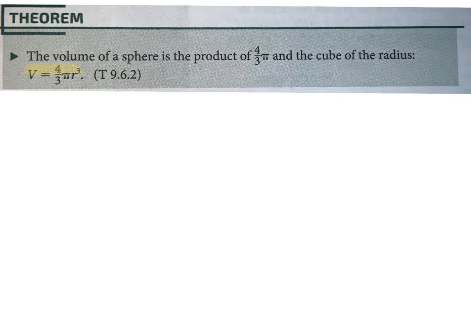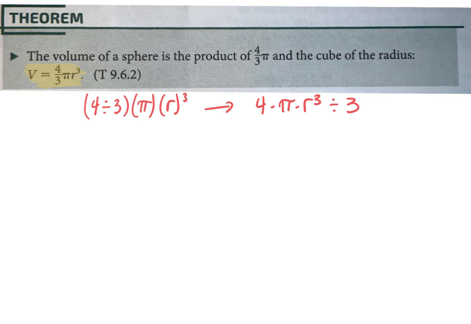Volume is 4/3 pi r cubed. If you do this in your calculators, you need to do the division here, the 4/3, and then the pi r cubed, or you can do 4 times pi times r cubed divided by 3. You can do that as well. It should do order of operations. I just don't know what type of calculator you're using. So make sure you test these when you do your examples. Make sure you test them.